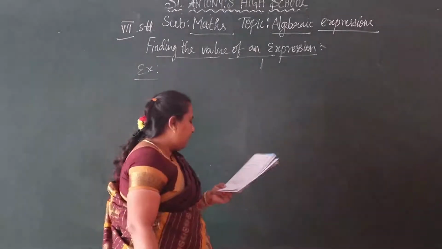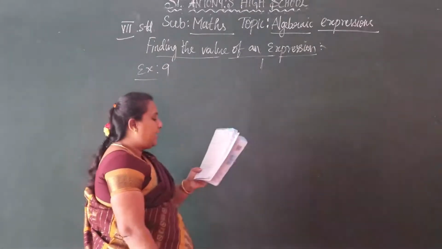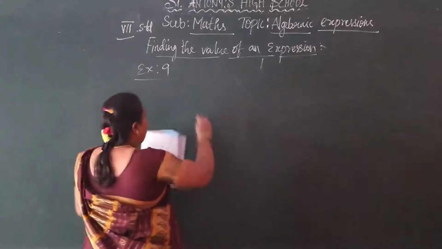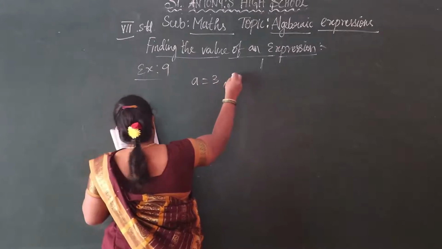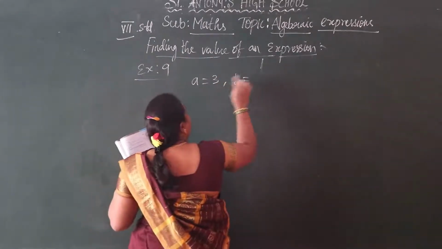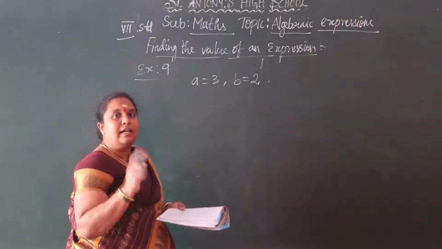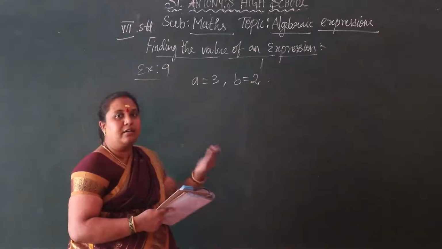See, in example 9 it is given, find the value of the following expressions for a equal to 3 and b equal to 2. So two variables are given. The values of the two variables are given, a equal to 3, b equal to 2. So we have to take one example here. Other examples you have to do in your class notebooks.